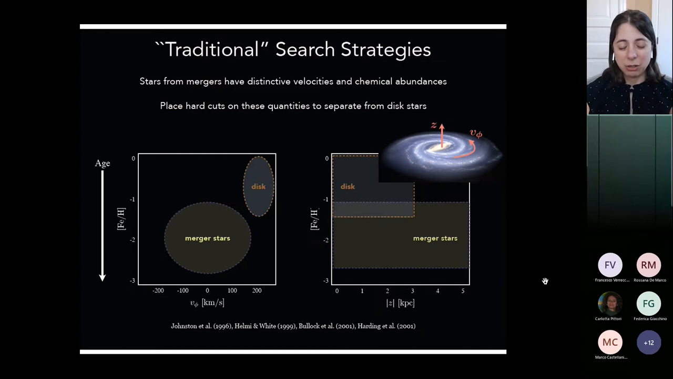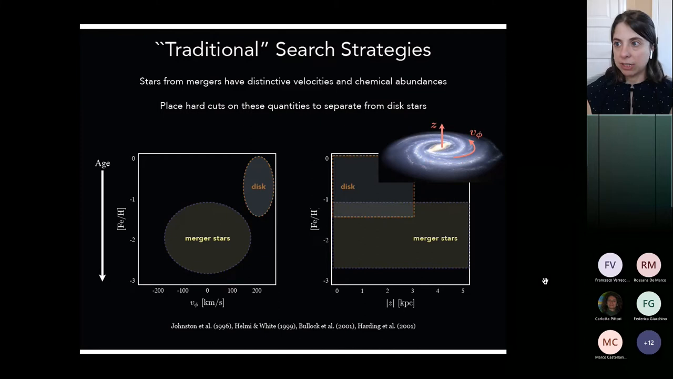So on the left is a little schematic plot of circular velocity of the stars. So this would be their orbital velocity around the center of the galaxy. And the vertical axis is their metallicity, which you can think of as a proxy for the age of the stars, with the age increasing as you go down the y-axis. So the stars that were born in the Milky Way would cluster up in the top right, where the ages of the stars would be pretty young, and they would all be rotating around with roughly 200 kilometers a second circular velocity.